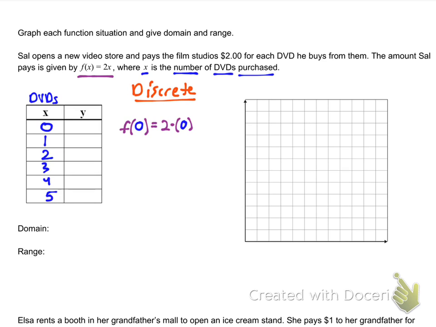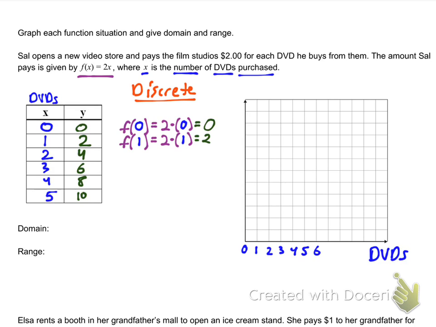We did this before, so I'm not going to take too much time on this. 2 times 0 is 0, so we plug in 0. f of 1 is 2 times 1, so we get 2. And we get 4 and 6 and 8 and 10. Now, some important things when graphing these. Make sure you label your axes. So that means both put what it represents, like number of DVDs, and put your numbers, 0, 1, 2, 3, 4, 5, and 6. On the y-axis, I need to figure that out. The amount Sal pays is given by f of x.